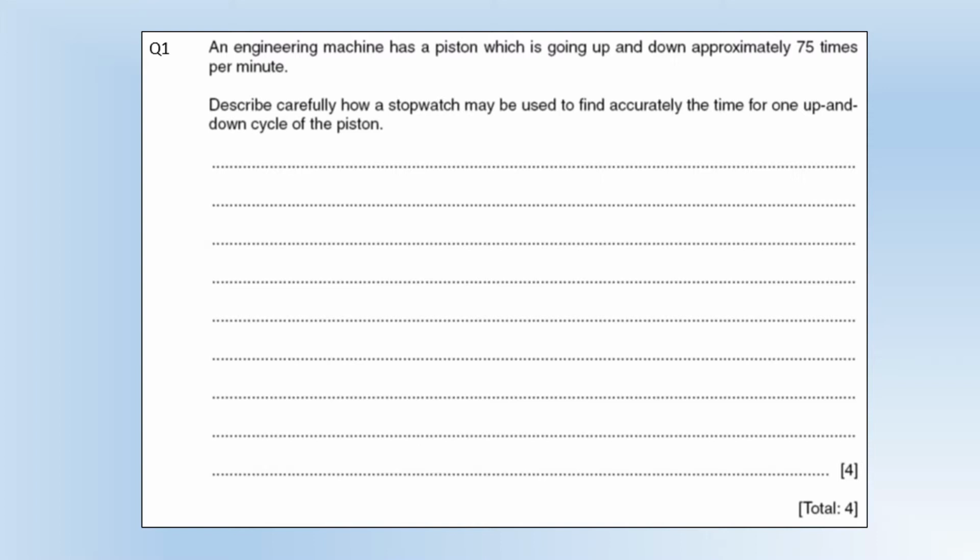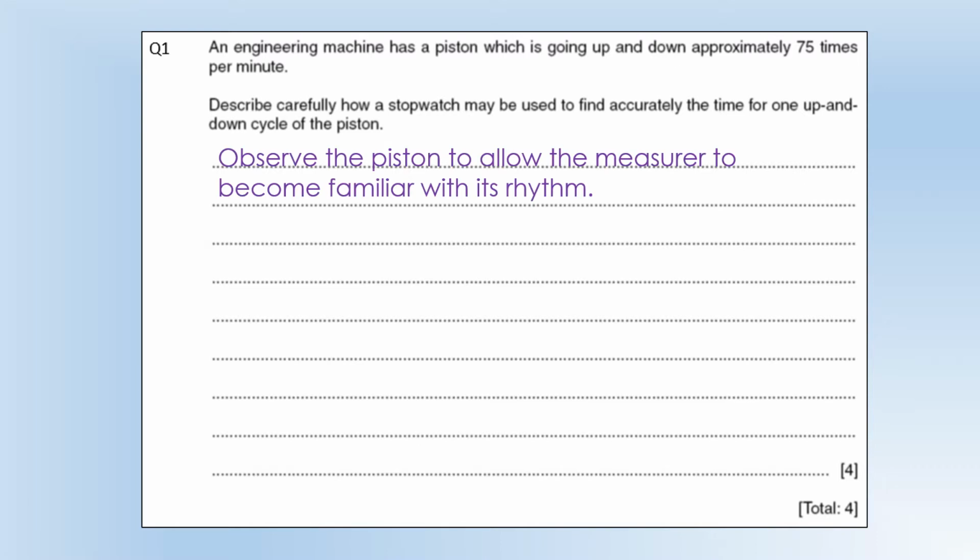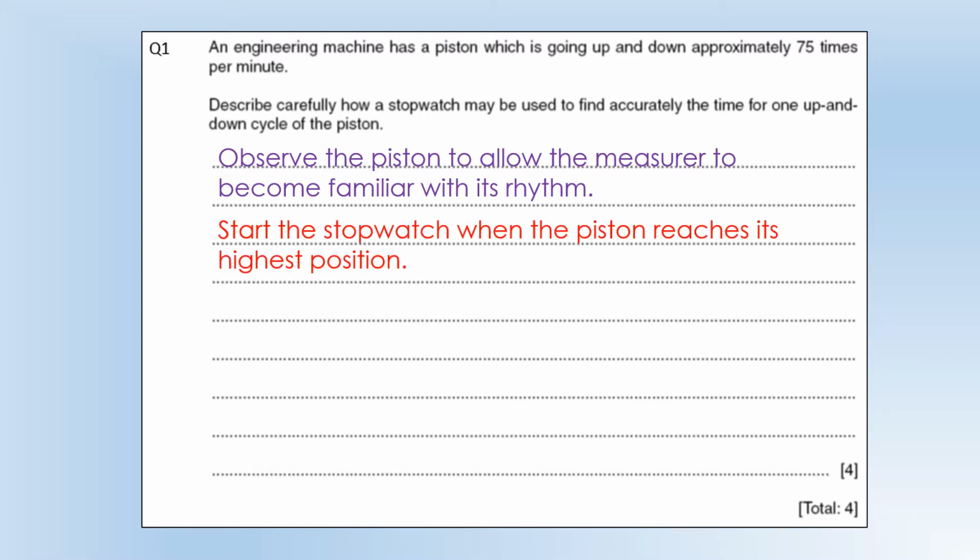What I would do, if I was doing this practical, is first of all actually observe the motion of the piston, allow yourself to get into the rhythm of it. That will make the timing much easier. And then what you do is pick a point where you're going to start and stop the stopwatch. So I'd pick the highest position. So you start the stopwatch at the highest position.